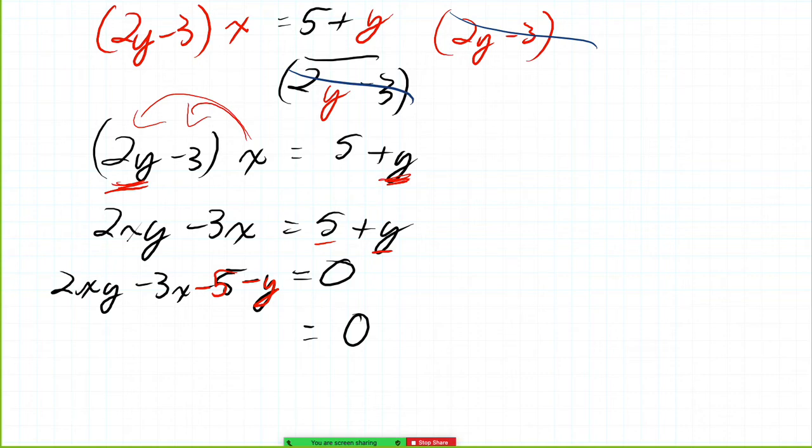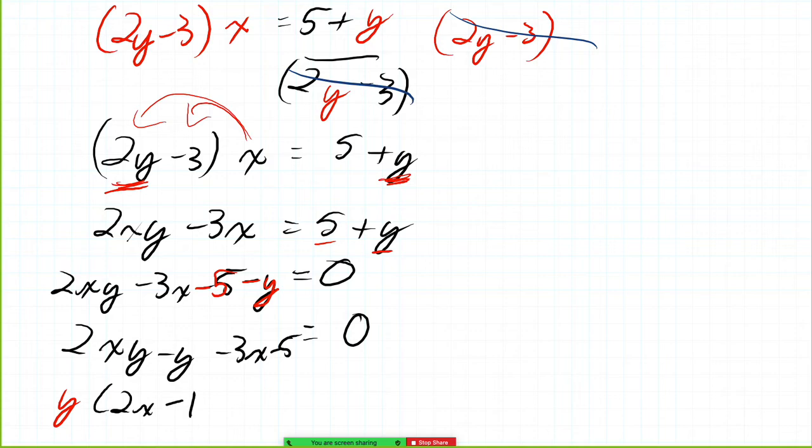If we pull y out, I'm going to put the two y terms beside each other. We have negative 3x and minus 5. I can technically common factor out y from this term, and we'll be left with y times (2x minus 1) minus 3x minus 5 is equal to 0.